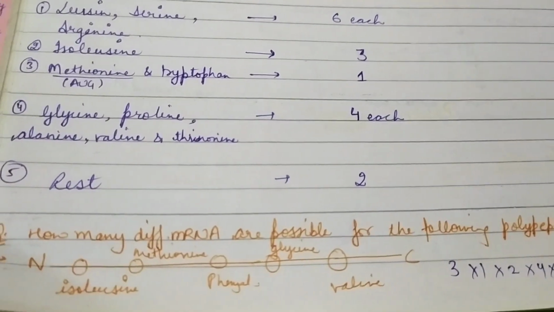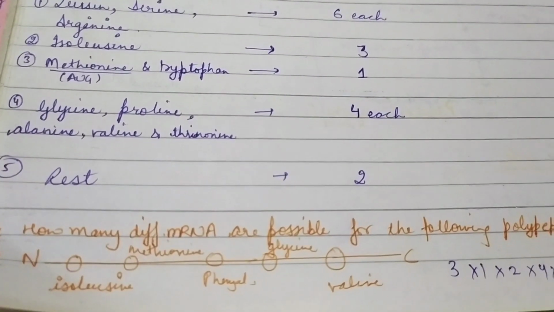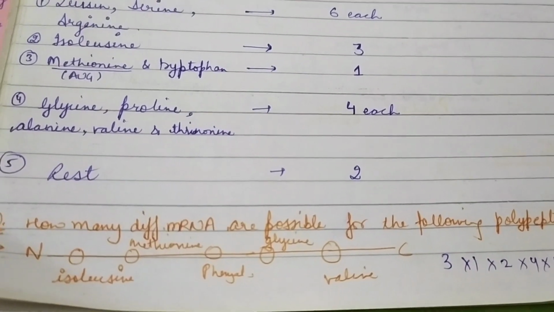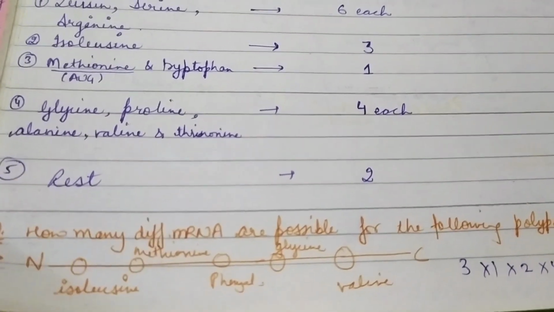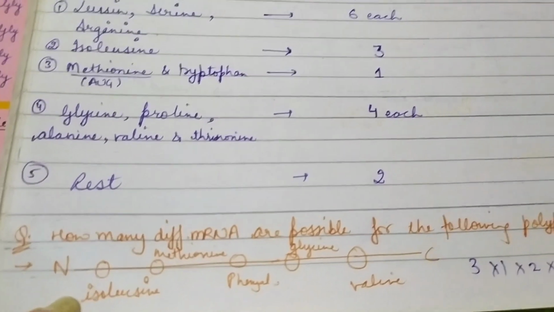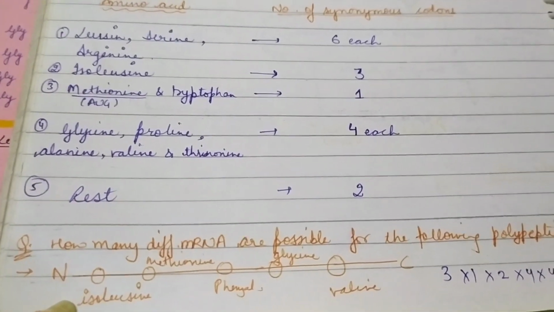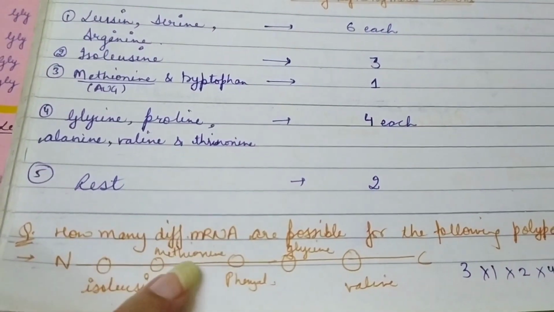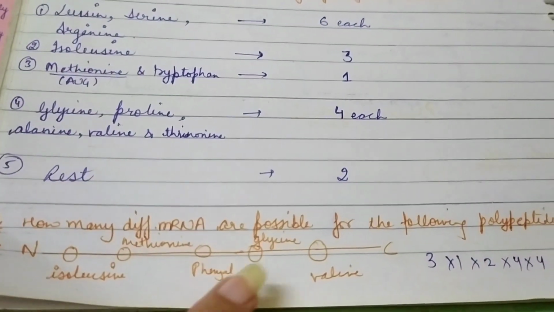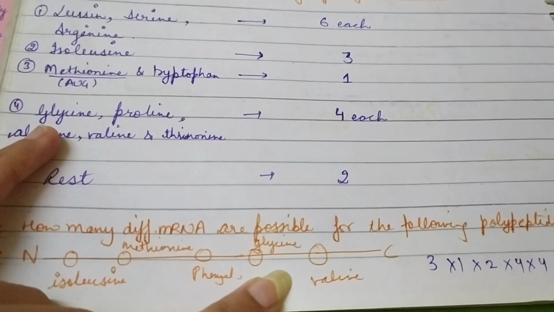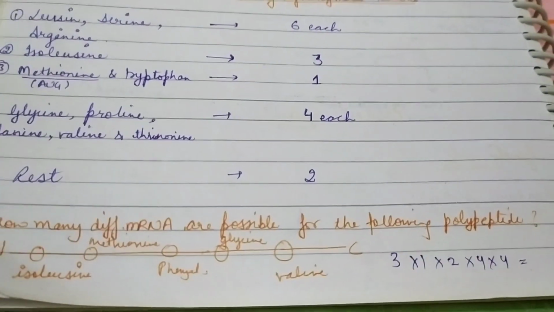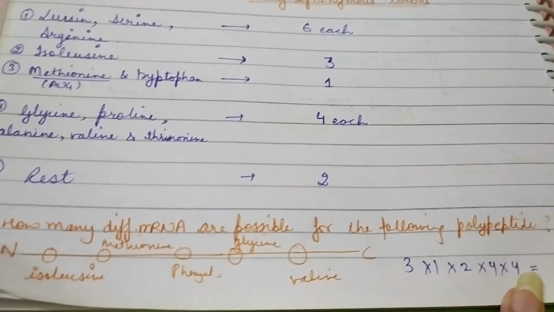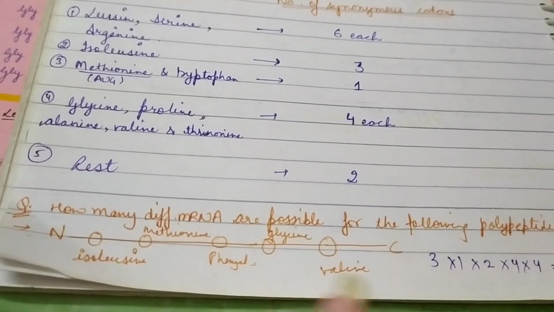So now there can be a question like how many different mRNAs are possible for the following polypeptide. So you can say there is isoleucine, and the number of synonymous codons it has is 3. So 3 into methionine is 1, into 2, into glycine and valine are 4, into 4, into 4 will give you the number of mRNAs that are possible for this polypeptide.